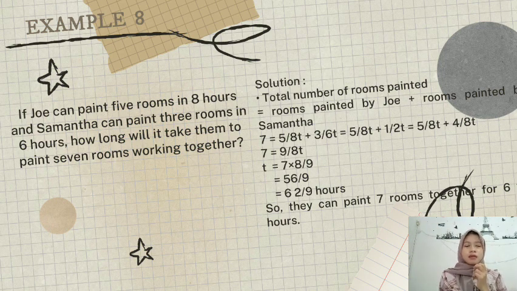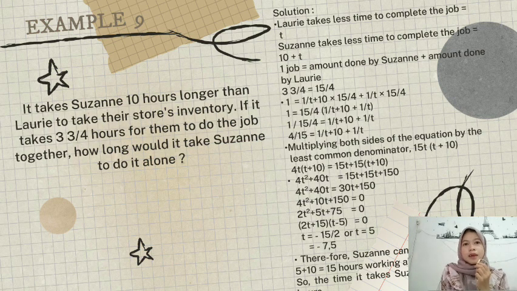t equals 7 times 8/9. t equals 56/9, and t equals 6 and 2/9 hours. So they can paint 7 rooms together in 6 and 2/9 hours. Next, example 9. It takes Susan 10 hours longer than Laurie to take their store's inventory. If it takes 3 and 3/4 hours for them to do the job together, how long would it take Susan to do it alone?